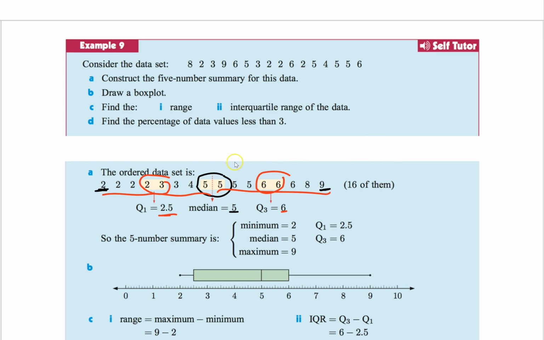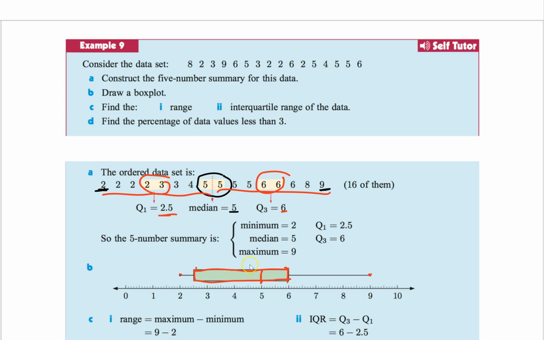Now if I want to draw it, you just draw that stuff. Draw the min with a little point. Draw the max with the point. Draw the lower quartile, Q1, with the line at 2.5. Draw the upper quartile with the line at 6. Draw the median at 5. And you have this little thing right there.